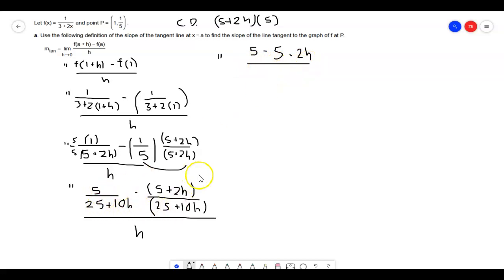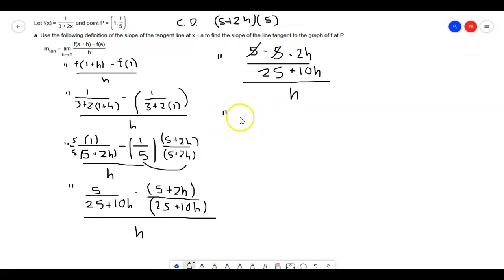This is the numerator of the big fraction here, all over 25 plus 10h, all over h. Now notice 5 minus 5 is just 0, so we're going to cross that out. There's not much else I can do at the top. Remember, when we're dividing with fractions, we can multiply by the reciprocal of the denominator. The reciprocal of h is just 1 over h, so that's what I'm going to do next.